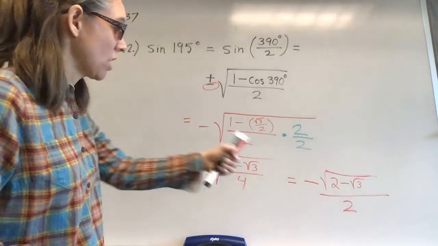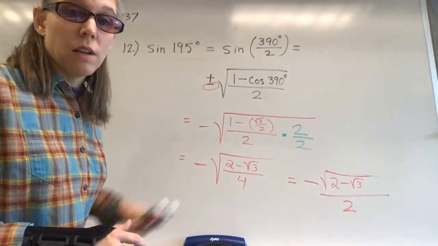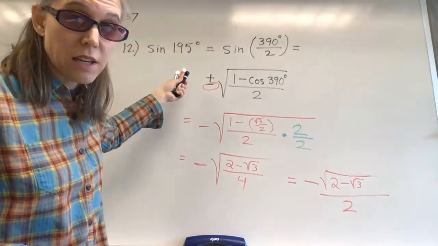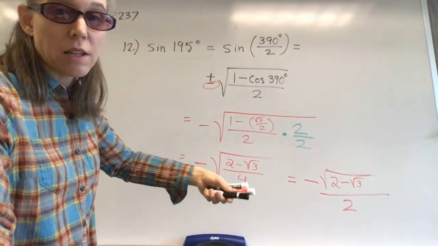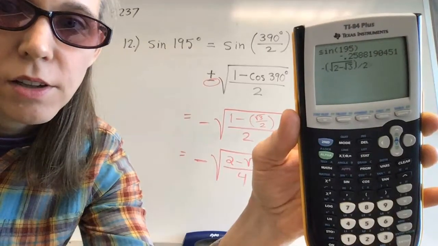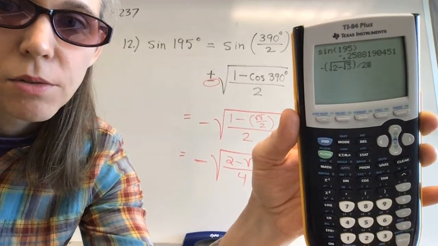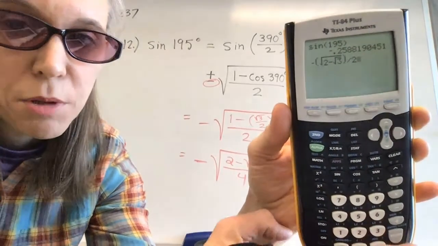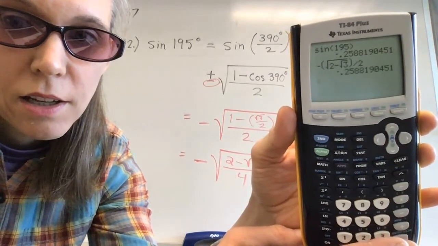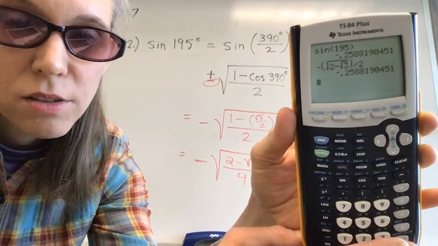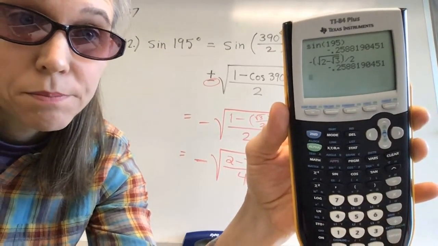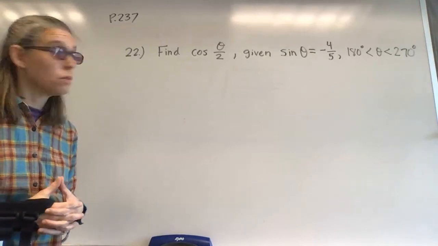Okay, now when we want to check our answer, we're going to use the degree mode on the calculator, and we get a decimal approximation for sine of 195 degrees, and then we get a decimal approximation for this radical over here. Okay, so here you see the sine 195 degrees in degree mode, decimal approximation, and then you see that I typed the fraction, and I get the exact same decimal approximation, so that confirms to me that I did this problem correctly. Here's question number 22.